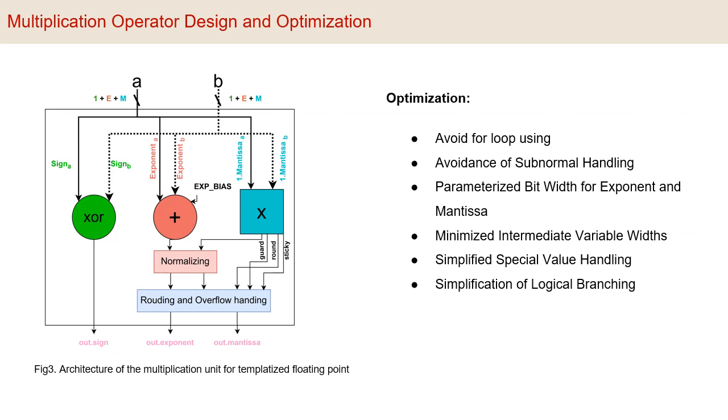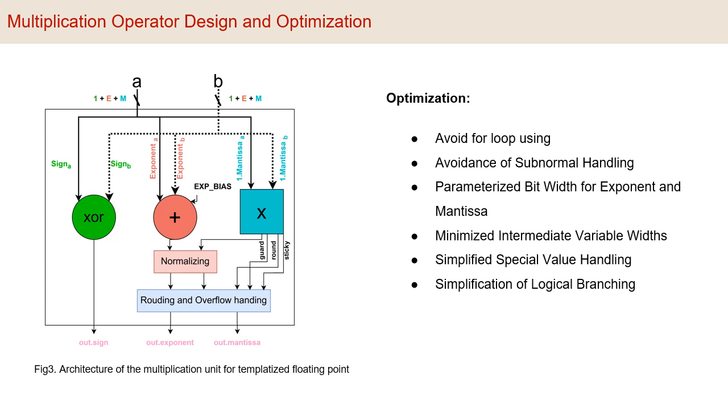Okay, now let's talk about the design and optimization of the multiplication operator for the templatized floating point. Figure 3 shows the architecture of the multiplication unit. Each input is represented by 3 parts: sign, exponent, and mantissa. The sign bits are processed using XOR logic. Exponents are added together with the bias adjustment. The mantissas are multiplied in the multiplier unit to get the results. Also, normalization is performed on the result, followed by rounding and overflow handling to ensure correctness.